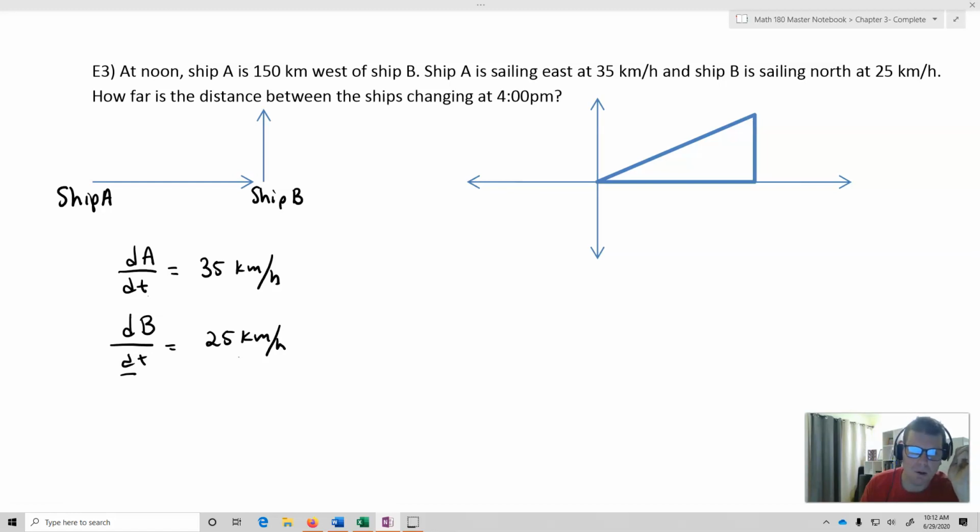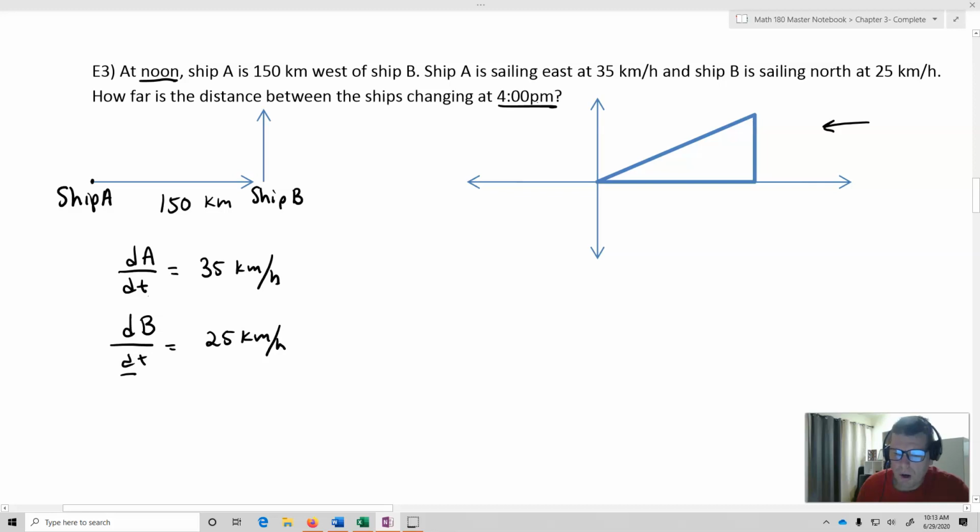So what we now know is that we kind of need to figure out where ship A and ship B are going to be. So what we want to do first is think about how far apart they are, because we're going to end up using the Pythagorean theorem. We'll talk about how that works. So we start out with where they started: 150 kilometers west. That's how far apart they are. Then ship A starts sailing east, and it does that for 4 hours, because we go from noon to 4 o'clock p.m.